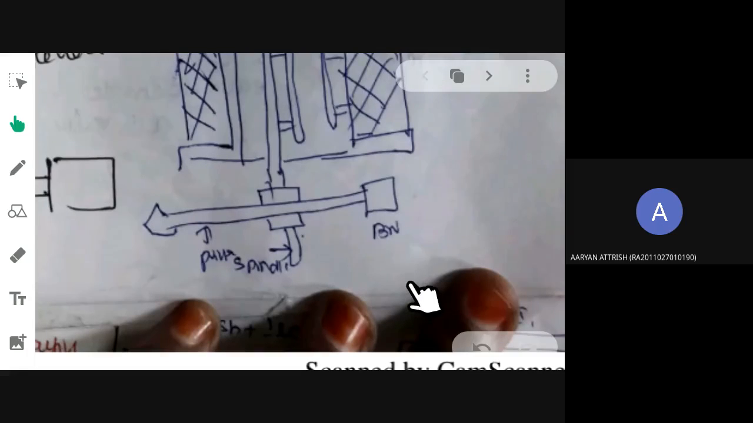Is there any spring present here? No, no spring. So what type of control mechanism happens here? Gravity. Gravity control. Okay.